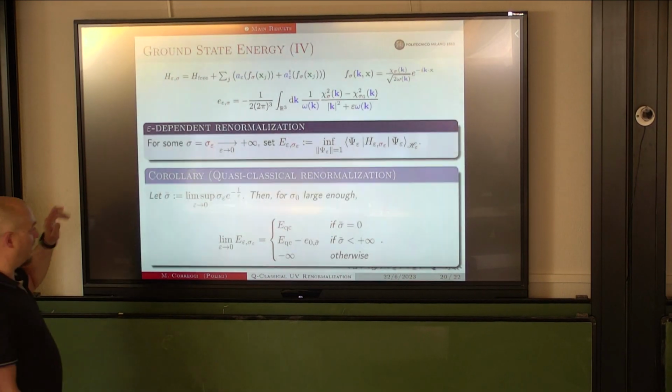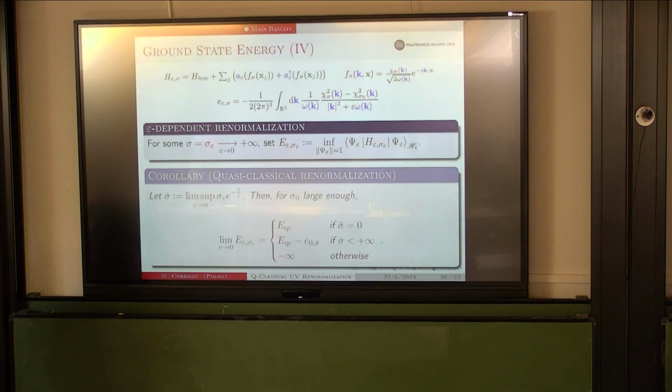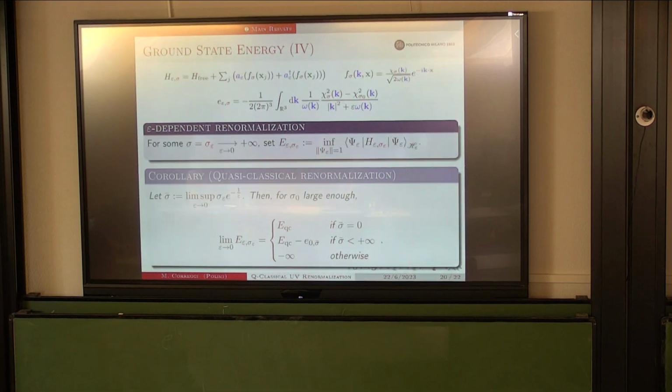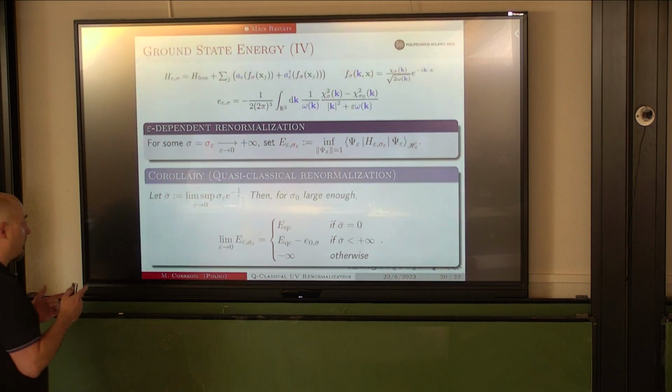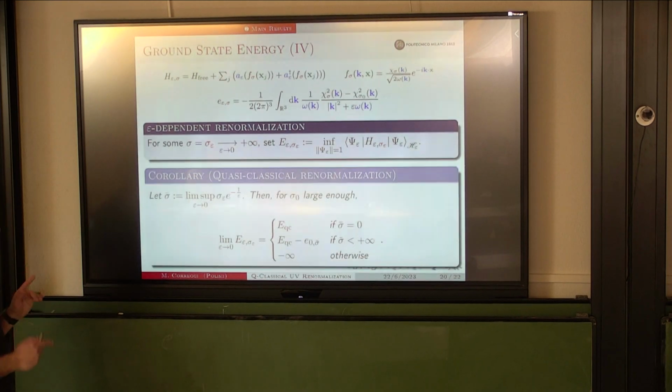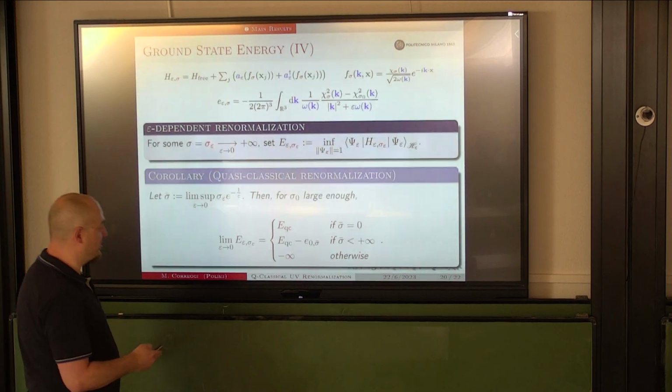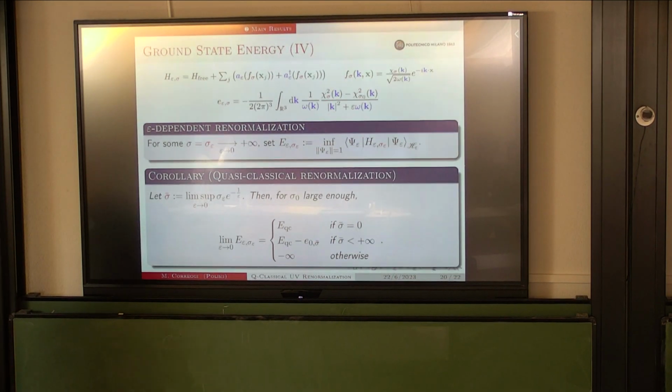Now, that result tells you what you would expect, but then you ask yourself, can I perform first the quasi-classical limit and afterwards the renormalization, or the other way around, or can I perform both at the same time? That's somewhat more subtle in the stationary picture, because if you assume that your cutoff parameter sigma depends on epsilon, and goes to plus infinity as epsilon goes to 0, and you take the ground state energy, do I get the quasi-classical energy in the limit? Well, that depends on the speed of the cutoff removal.